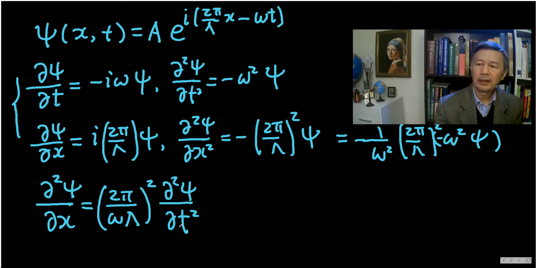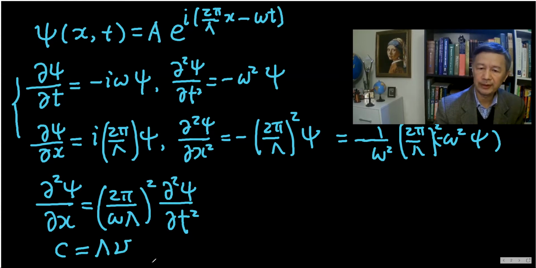Okay, so what is this factor? For example, in this particular case, if we are studying the electromagnetic wave, we'll use c to represent the speed of the wave. It's actually the speed of light in this case. It's equal to lambda multiplied by frequency.